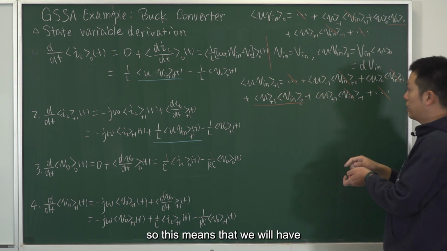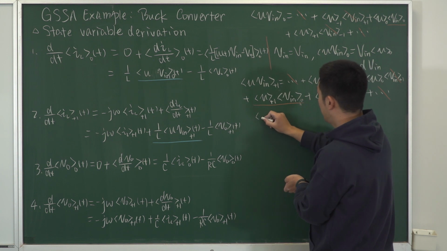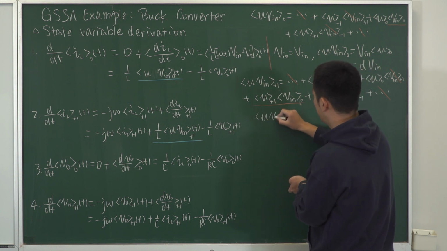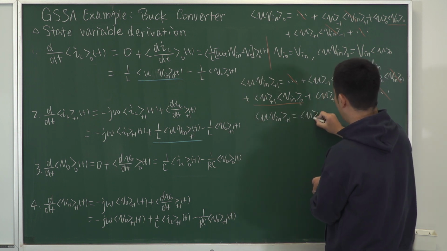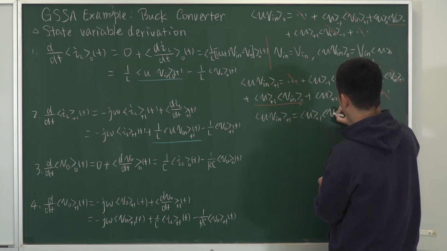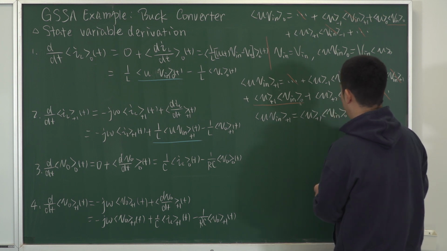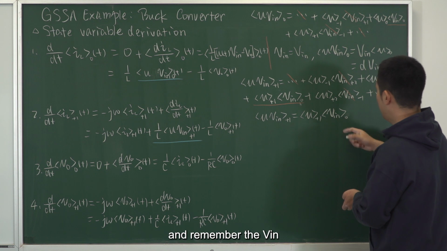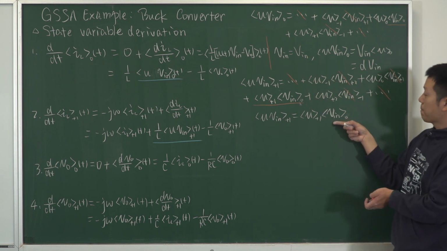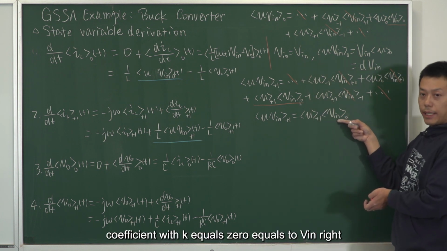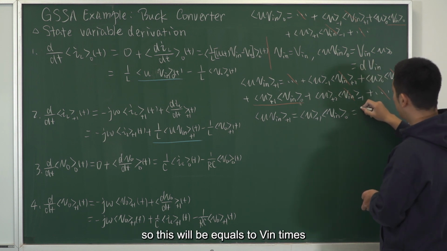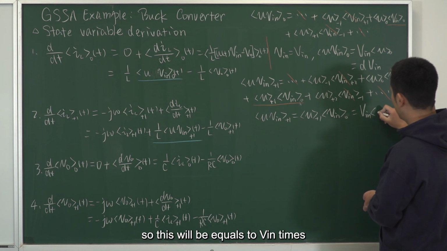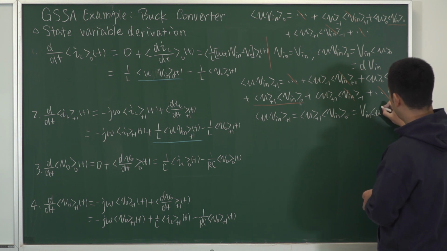So this means that we will have this convolution simplified to one item left. And remember, the V in coefficient with k equals 0 equals to V in, right? So this will be equal to V in times U plus 1.